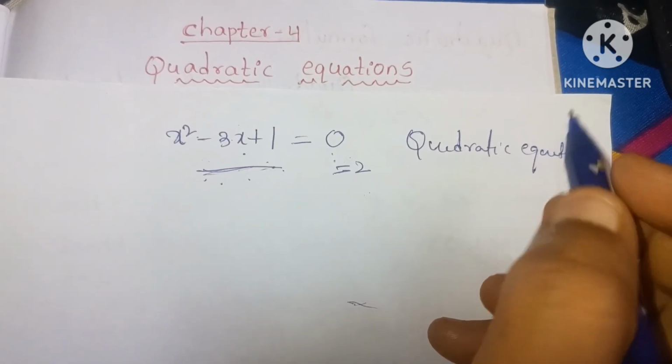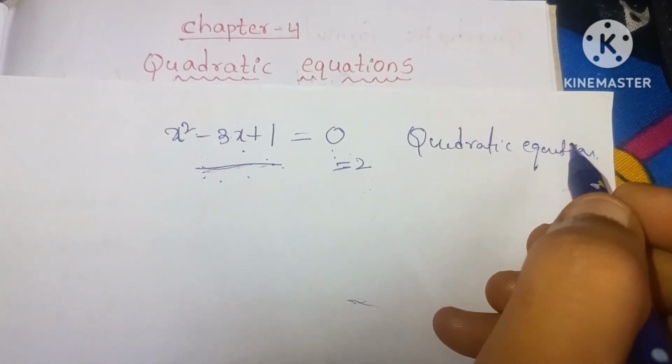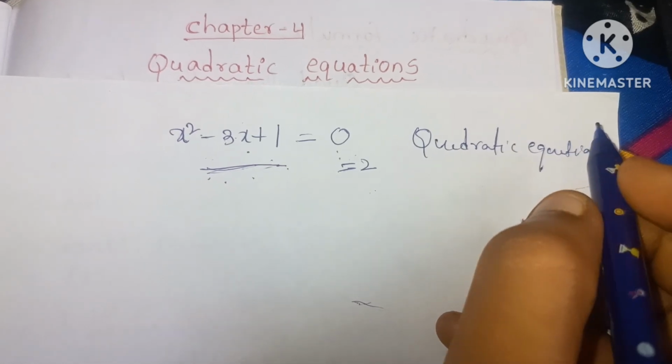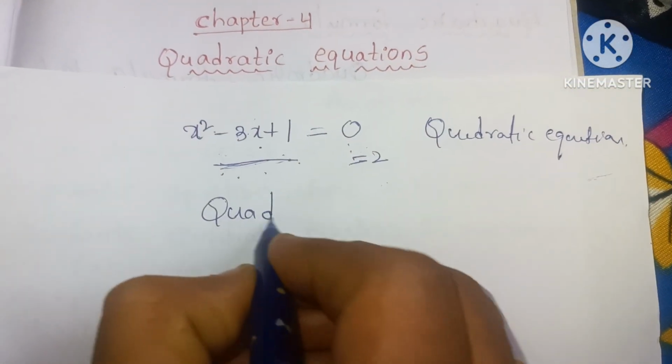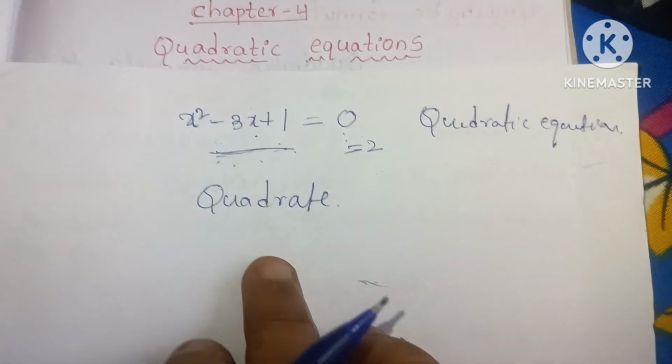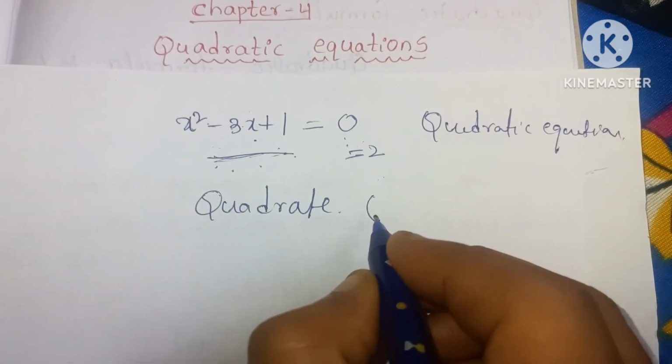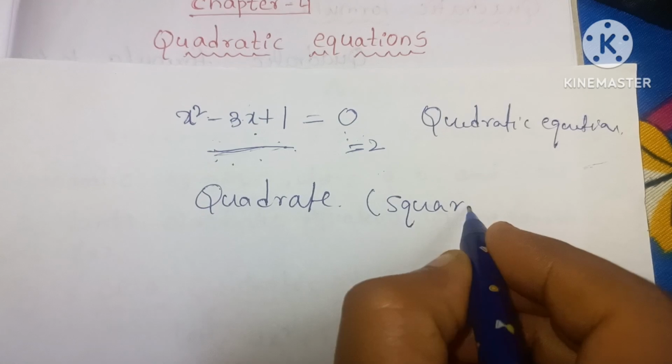What do you mean by quadratic? Quadratic is derived from the word quadrat, which means square.